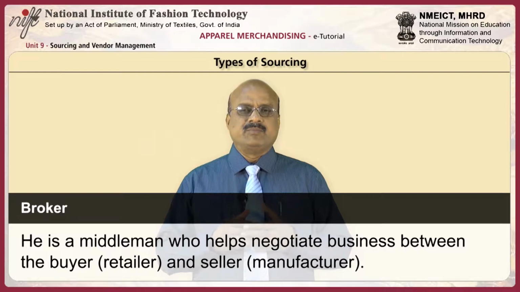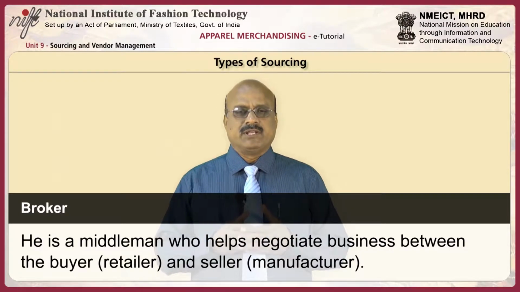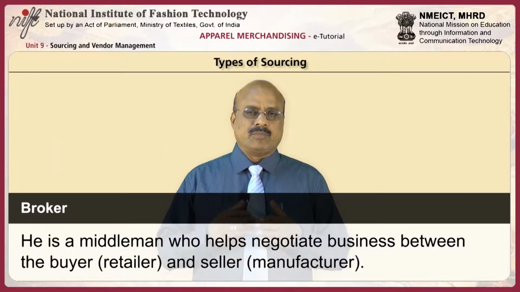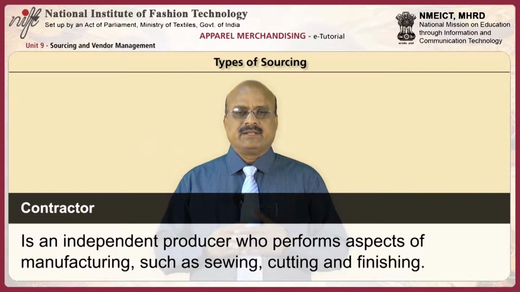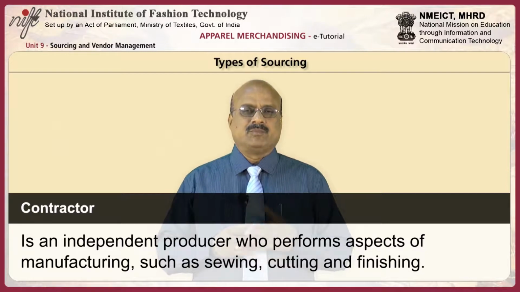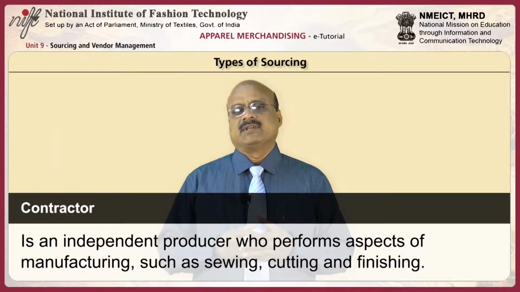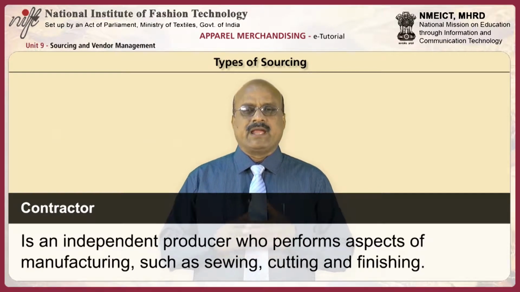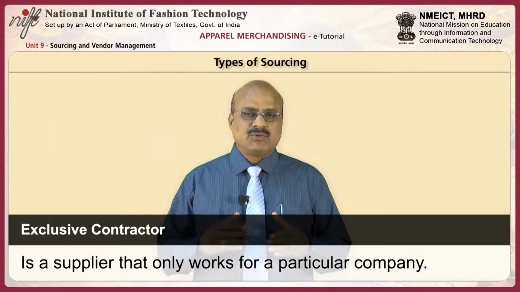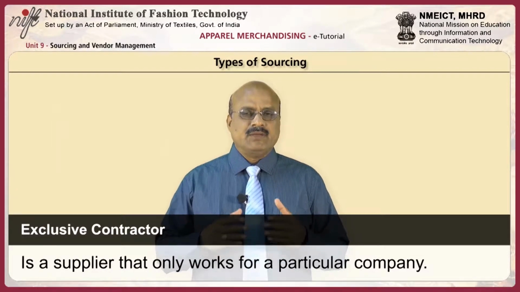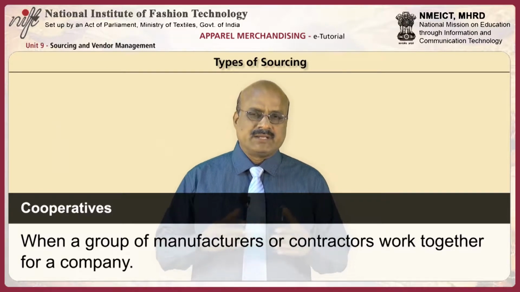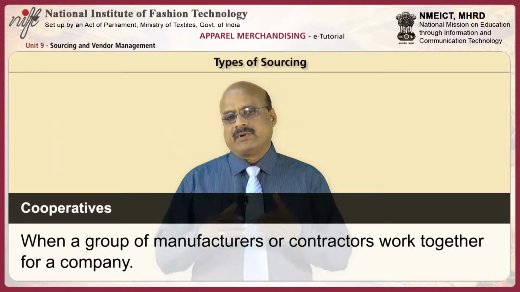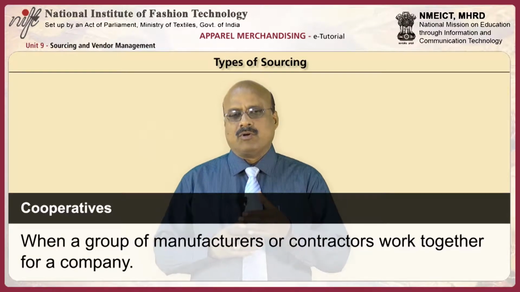A broker is a middleman who helps negotiate business between the buyer and seller. A contractor is an independent producer who performs specific aspects of manufacturing such as sewing, cutting and finishing. An exclusive contractor is a supplier that only works for a particular company. When a group of manufacturers or contractors work together for a company, it is called a cooperative.